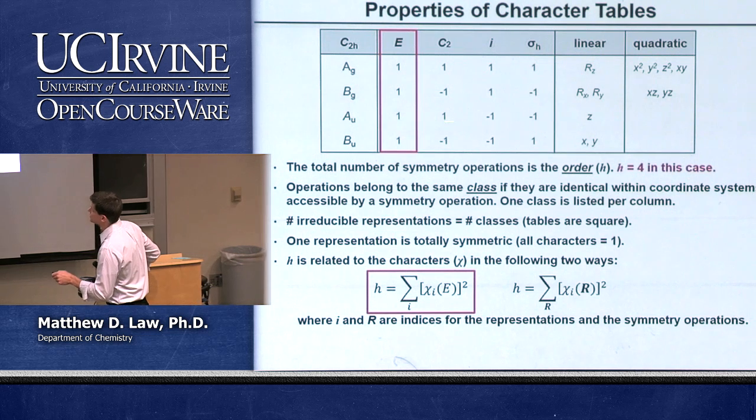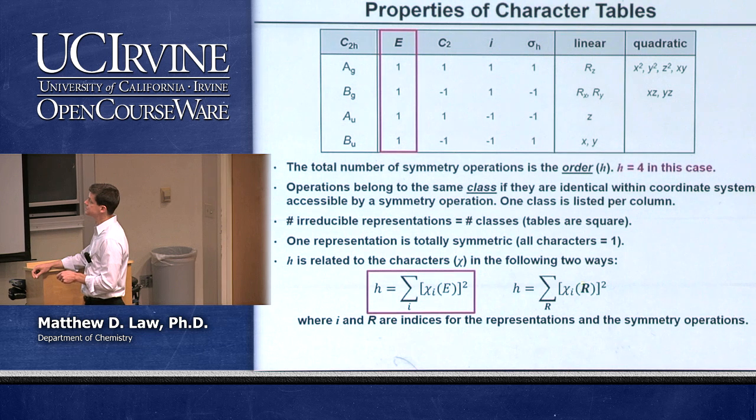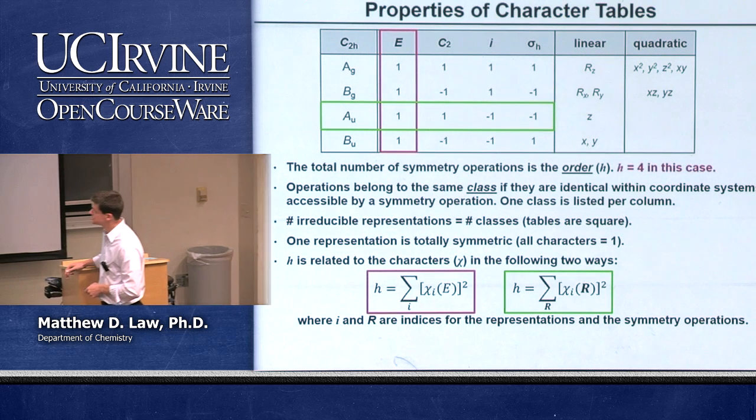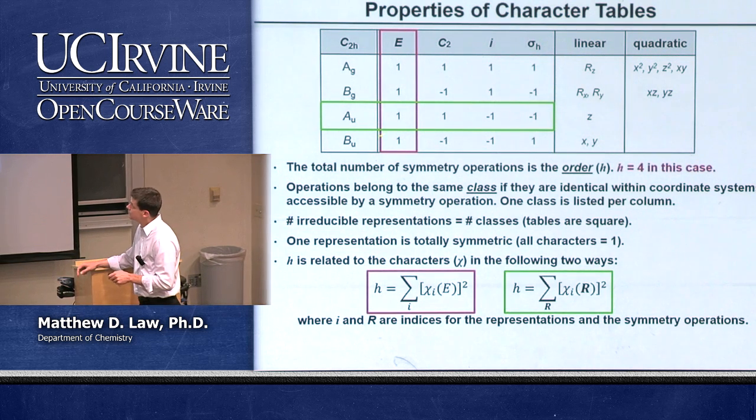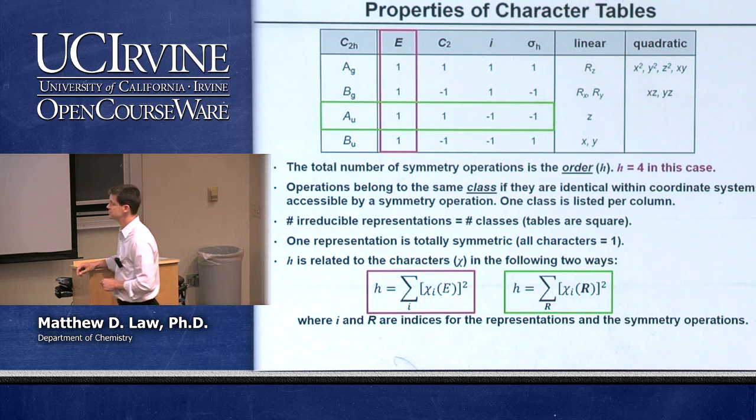And we also have a relationship that's horizontal. Okay? The order has to equal the sum of the characters for all of the different symmetry operations squared, okay, for any individual irreducible representation. So we can just choose a random irreducible representation and prove that this is true. Let's just choose AU. So we have 1 times 1 plus 1 times 1 plus negative 1 times negative 1 plus negative 1 times negative 1. That gives us also 4. Right? Pretty trivial. But this always has to be true for a character table. For the E and for any arbitrary irreducible representation, these equations must be met. Okay?